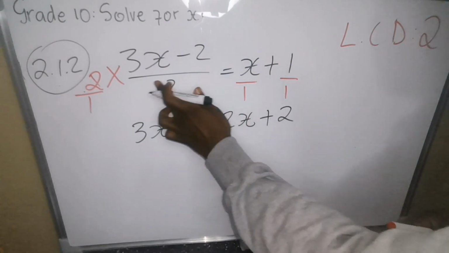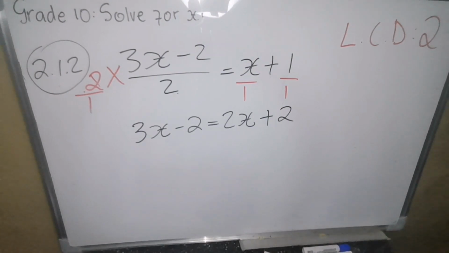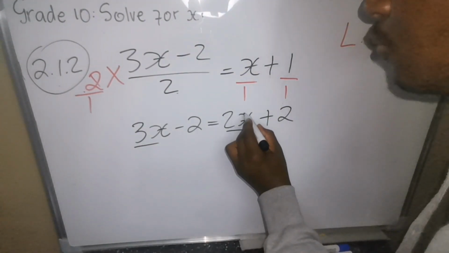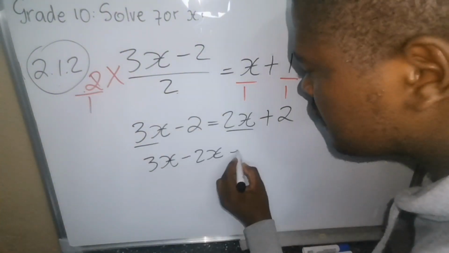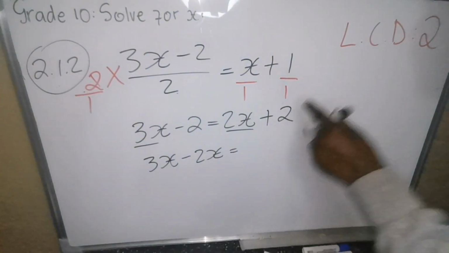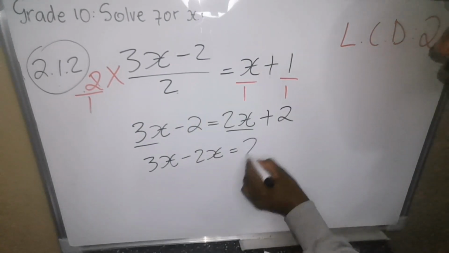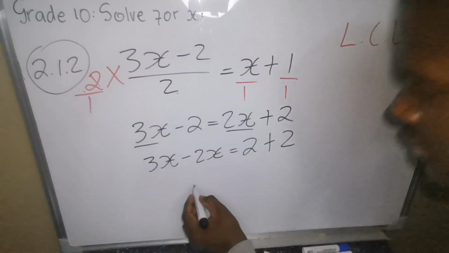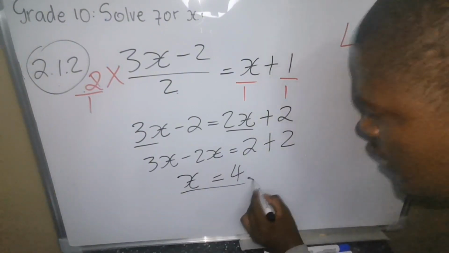Then you solve for x. Like terms: 3x and 2x are like terms, therefore I'm going to transpose this 2x to the left, so it becomes 3x - 2x. Then this negative 2 is a like term with this 2, so the negative 2 goes to the right and becomes 2 + 2. Then 3x - 2x is x, and 2 + 2 is 4. Then you are done. This is our x.